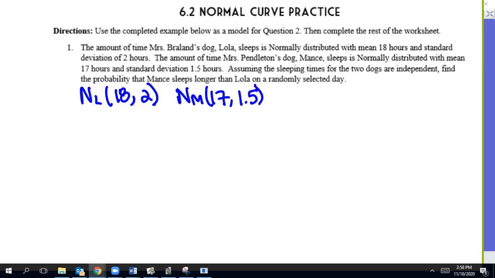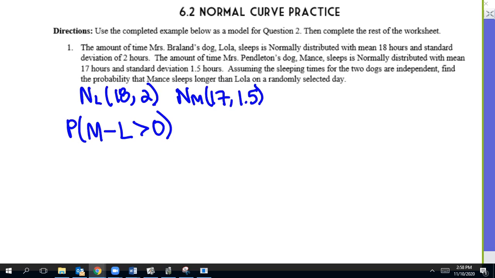Assume the sleeping times for the 2 dogs are independent. Find the probability that Mance sleeps longer than Lola. So for Mance to sleep longer than Lola, we would want the probability that Mance's sleeping time minus Lola's sleeping time is positive. That means that if Mance slept 20 hours and Lola slept 18, it would be a positive number. And so we have to do this as a difference because that's the only rules we know. We have sum or difference rules. This can be written as a difference.